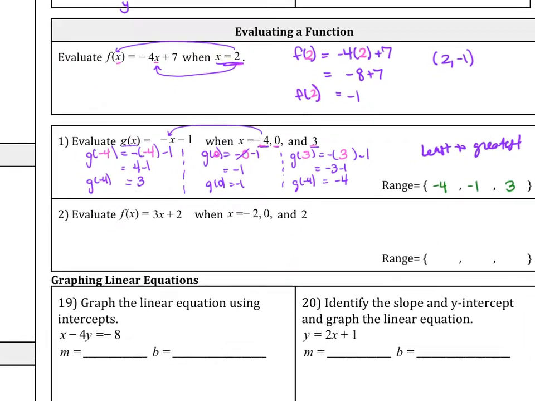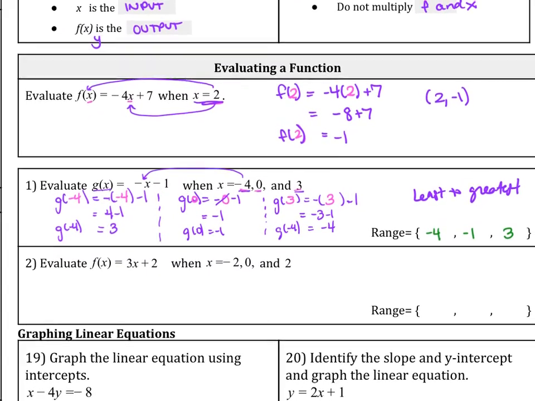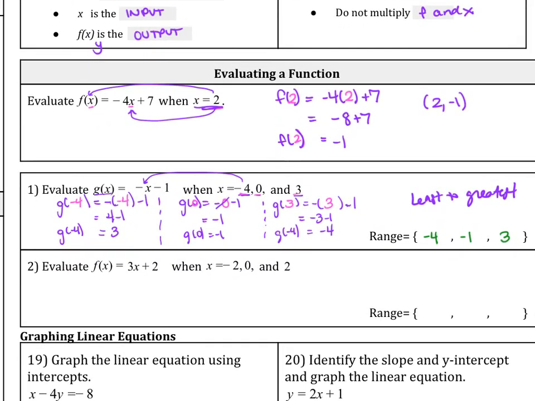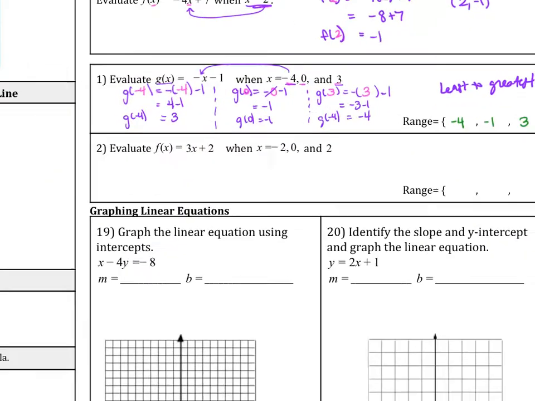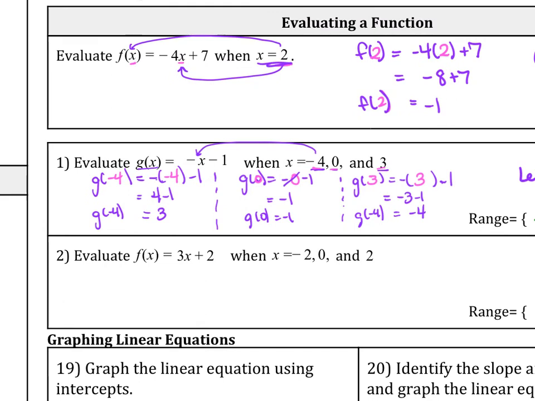So try this next example on your own. Try number 2. Pause the video. So let's plug it in together. We're going to plug in negative 2 first. F of negative 2 equals 3 times negative 2 plus 2. So 3 times negative 2 is negative 6, plus 2. Therefore, when we plug in negative 2, we get a negative 4.